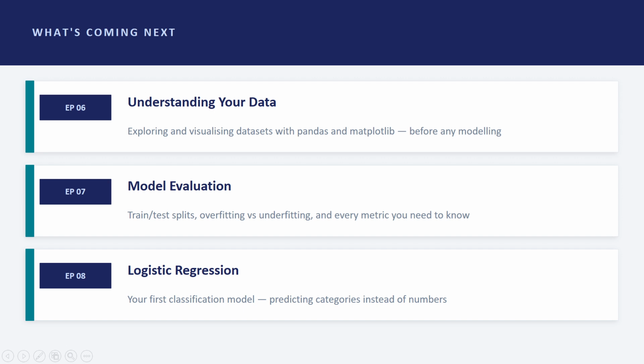In episode 6, Understanding Your Data, we'll go deep into data exploration with pandas and matplotlib. Before modeling anything, you need to see your data: distributions, correlations, outliers. In episode 7, we will cover model evaluation, the full story on overfitting, underfitting, and every metric worth knowing. In episode 8, we will see logistic regression, your first classification model, predicting categories instead of numbers.